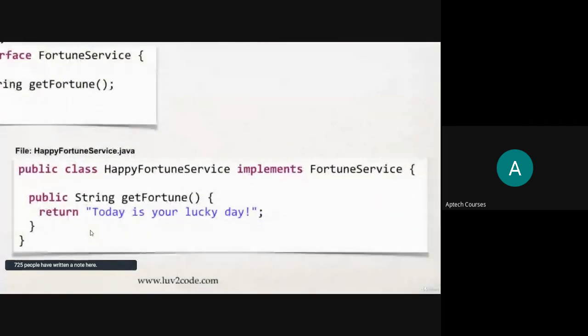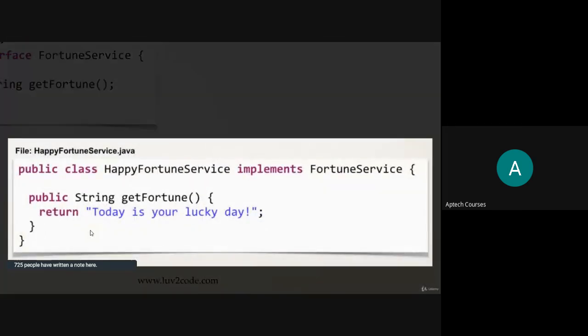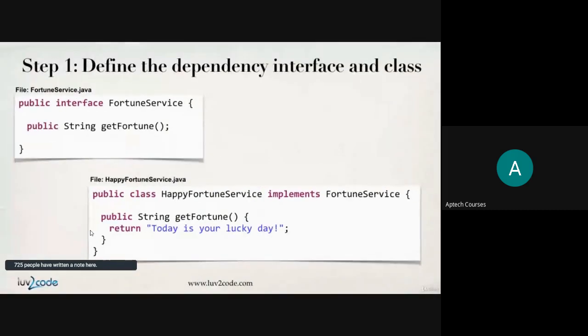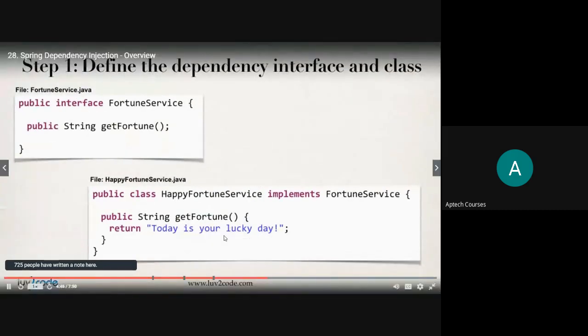At the bottom of the slide, we have this happy fortune service. This class actually implements the fortune service. And when I say implement, I mean they provide an implementation of that method, getFortune. So here, for the fortune, they'll simply hard code something to say, today is your lucky day, and they return that as a string. So that's a very simple example of an implementation of the fortune service.